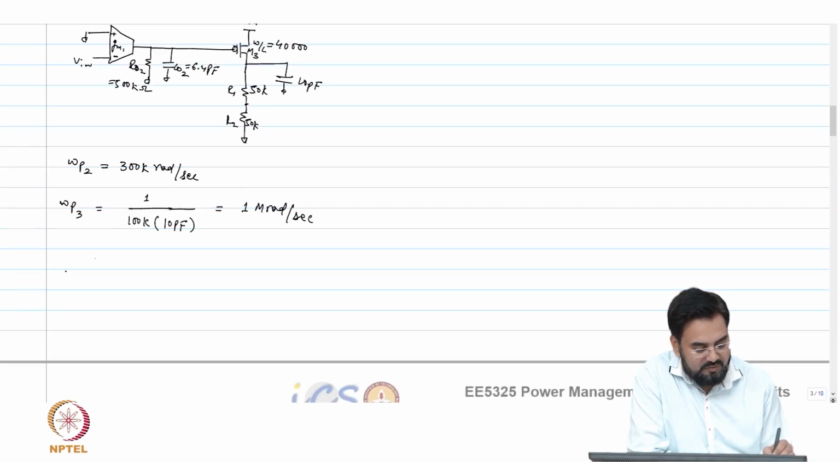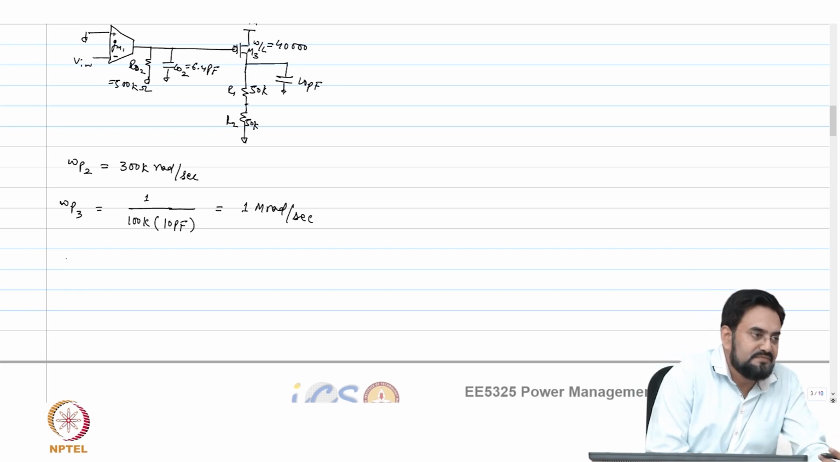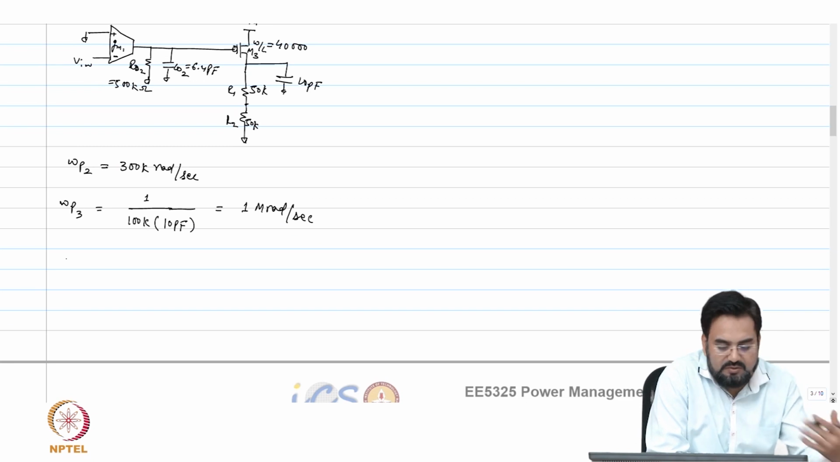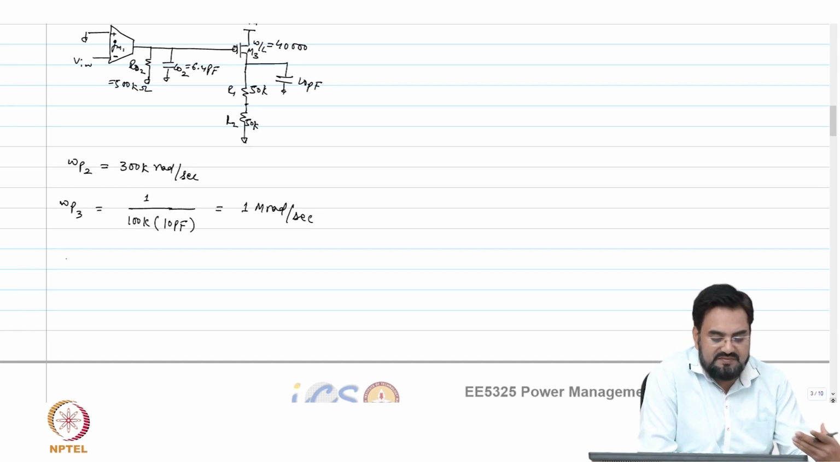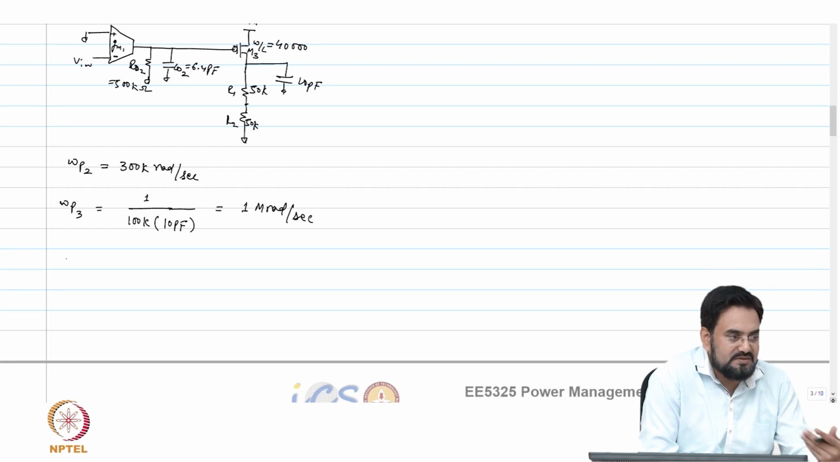So what do you need to know first? Calculate the GM. VGS minus VTH. So what is that for 10 micro? You know the size, you know the ID. Find the VGS minus VTH. VGS minus VTH will be very small for this because your current is very low and device size is very large.